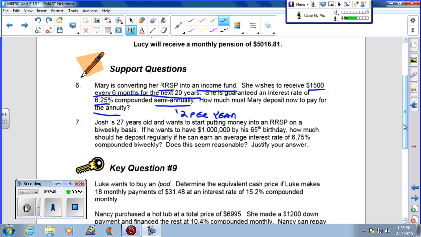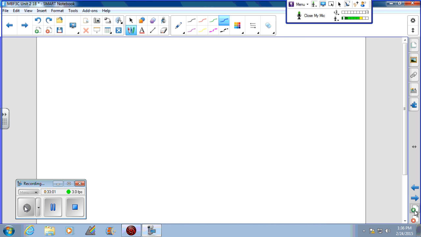Now, I just want to make sure I'm on the right page here. Okay. So this should be on page 26, and there are just 2 support questions for the RSP. So I'm going to make a new page here. Okay, this is page 26, and this is support question number 6.